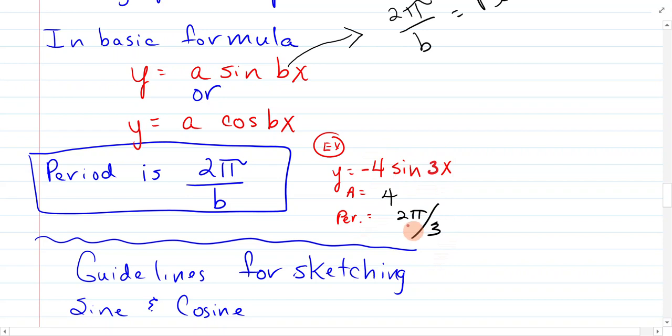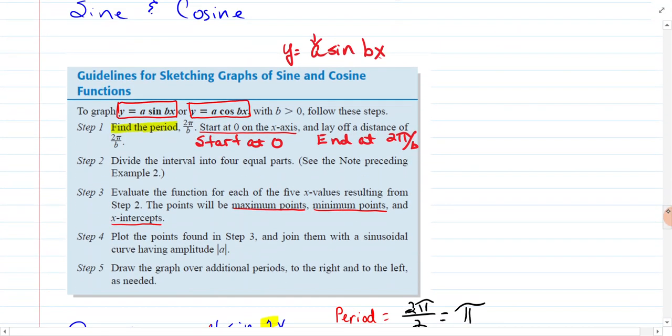It's going to repeat every 2/3 pi, not every 2 pi. It's going to be squinched in. All right. Now, if you were graphing by hand, which you will have to do, here are the steps for that, and we'll go over those. But you want to find the period to start with. And if it's 2 pi, great.